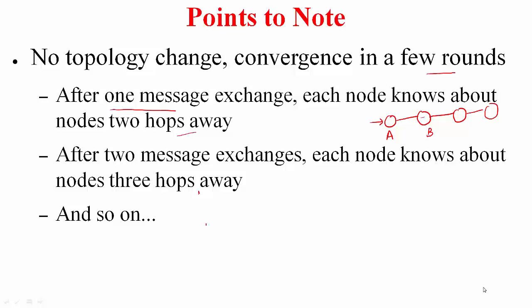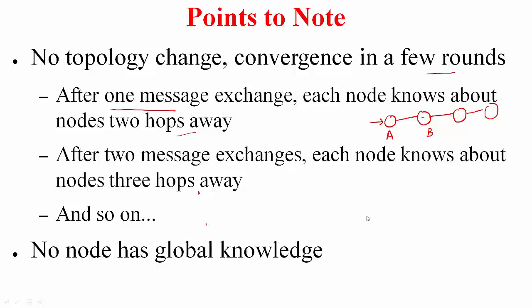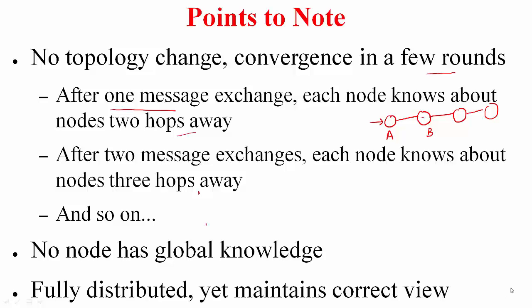So does this algorithm fall under the global knowledge or the local knowledge approach? Local knowledge approach. No node has any idea of the entire network topology, that is, who are the neighbors of any given node. It knows only about its neighbors and through message exchange has determined route to the destinations. So this is a fully distributed algorithm, yet it maintains correct view.